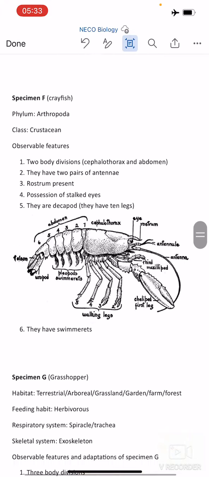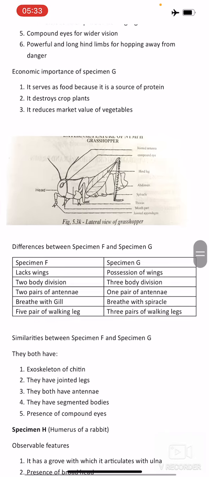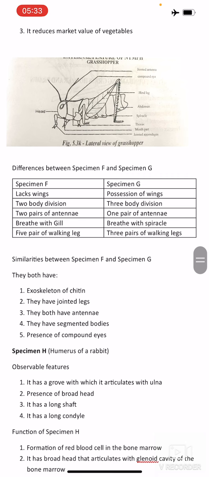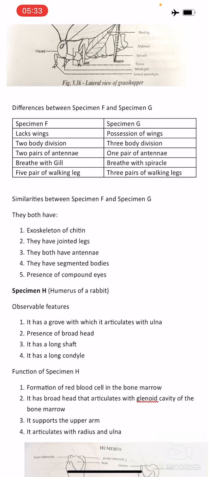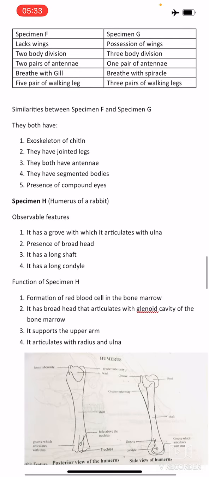So specimen F, crayfish, specimen G, grasshopper. You might be asked for the differences, and I also put the similarities there too. They both have an exoskeleton of chitin, they have jointed legs, they both have antennae, they both have segmented bodies, and both of them have compound eyes.